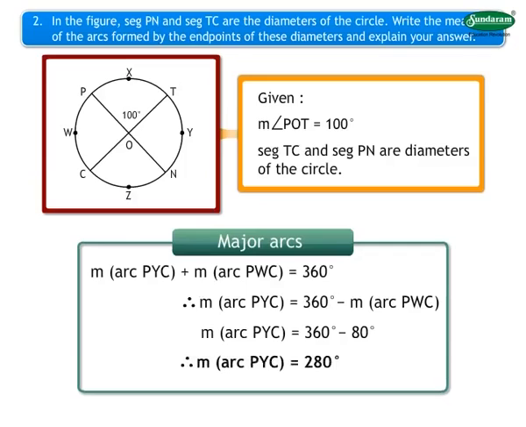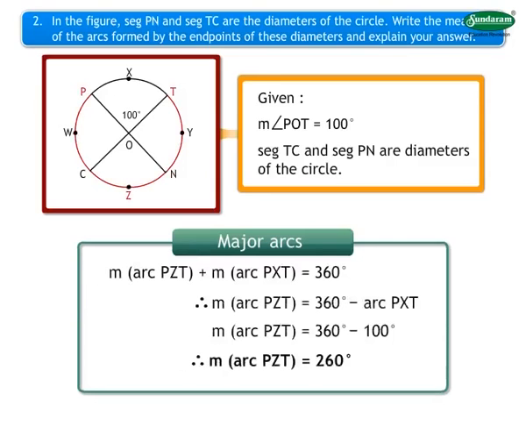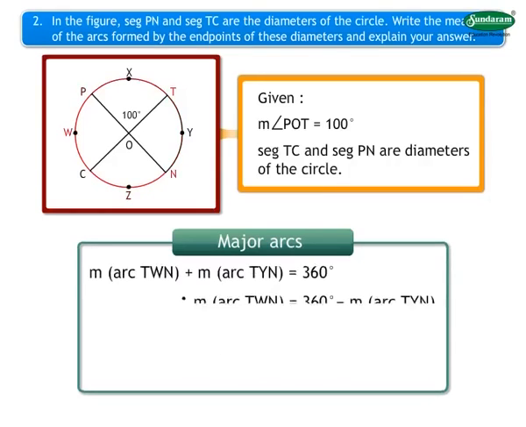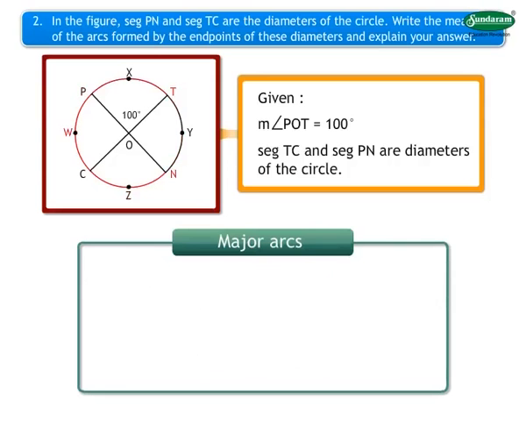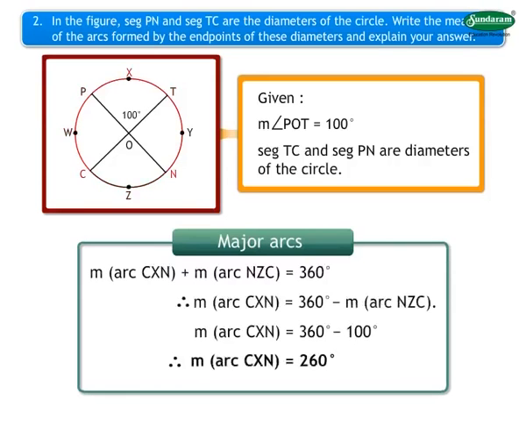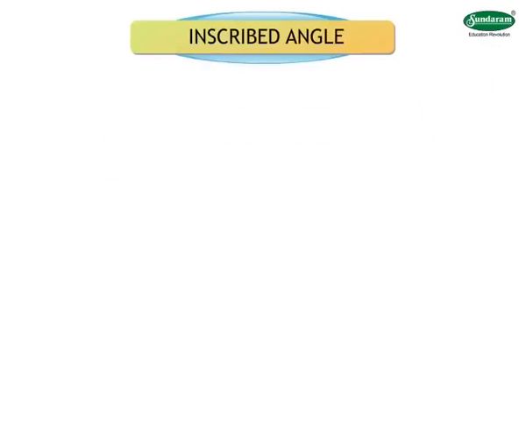In the same manner, we will find the measure of other major arcs. Hence, the measure of the major arc PZT is equal to 260 degree. The measure of the major arc TWN is equal to 280 degree. The measure of the major arc CXN is equal to 260 degree. Now we shall learn what you mean by inscribed angle. What do you mean by an inscribed angle?